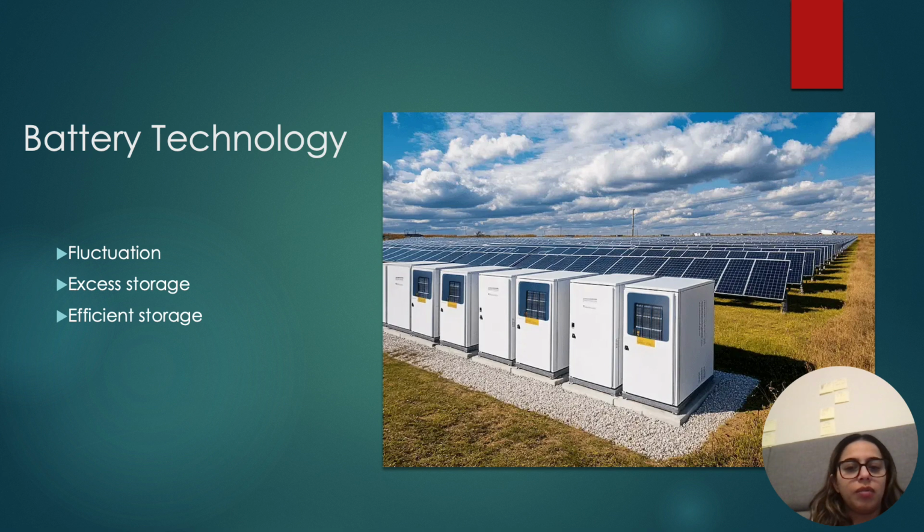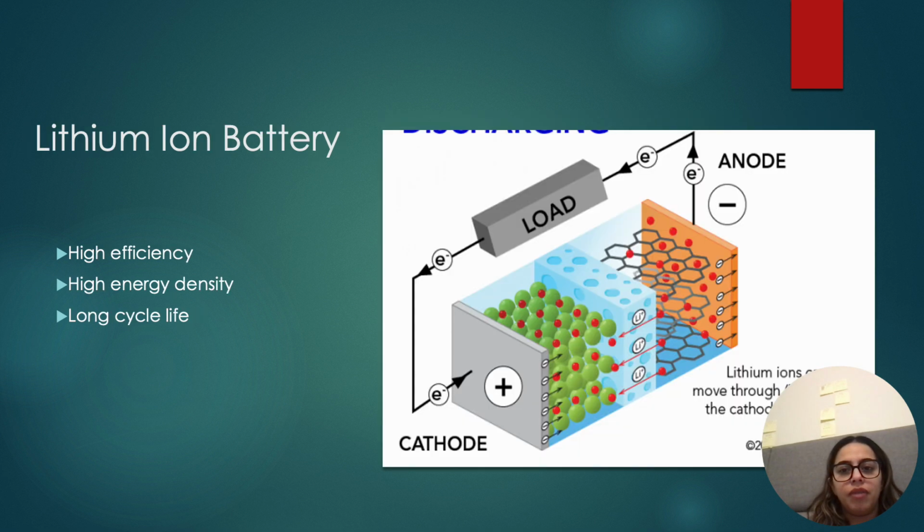Next, I will be talking about battery technology. Solar output fluctuates throughout the day. Batteries store excess electricity for use at night or during low sunlight conditions. As solar adoption grows, efficient storage becomes increasingly important. The most common battery that is used is the lithium ion battery, the main storage technology used today.